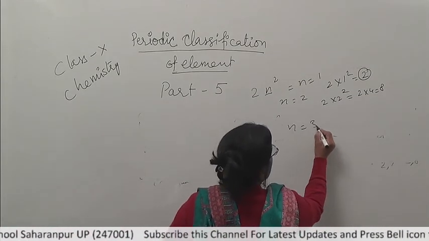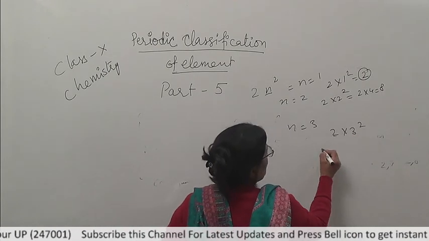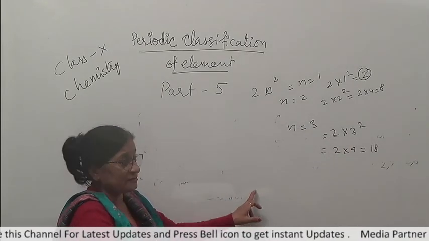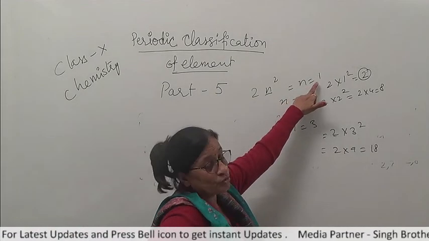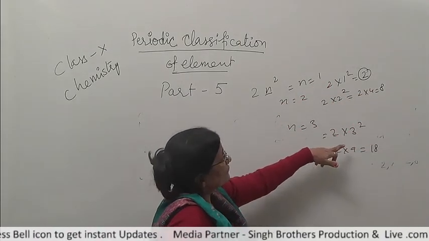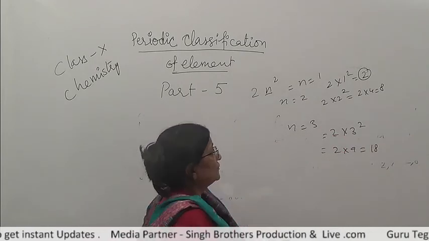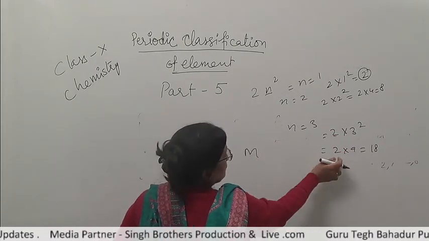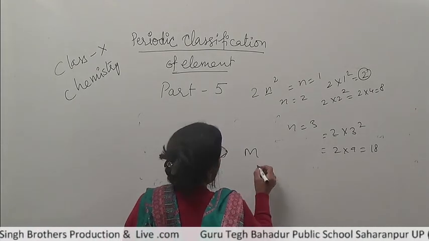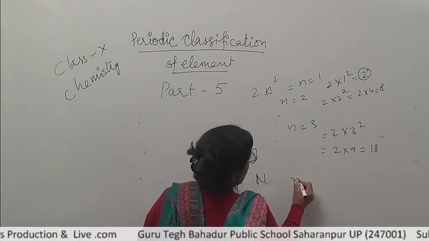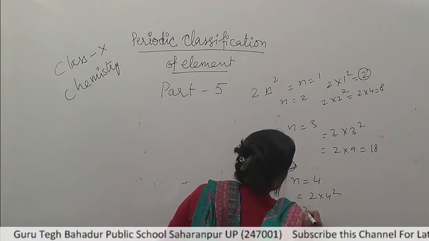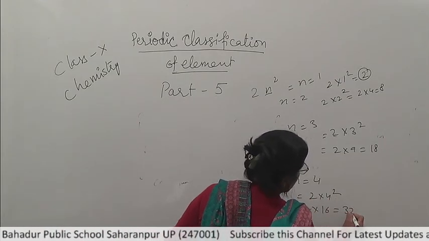then it will have 2 into 3 square, 2 into 9 means 18. The K shell can hold only 2 electrons, L can hold 8, and M can contain 18 electrons. And if we talk about the N shell, then we take n equal to 4, then 2 into 4 square, 2 into 16, 32 electrons.